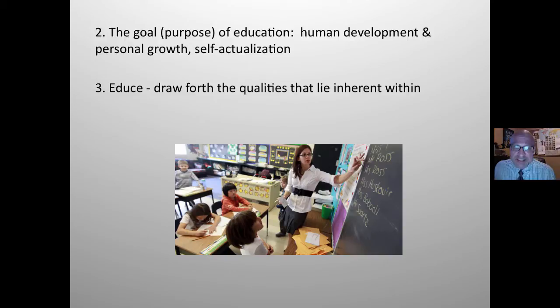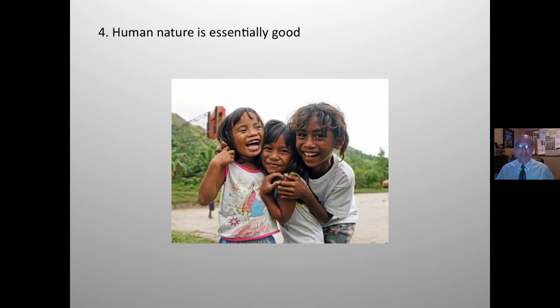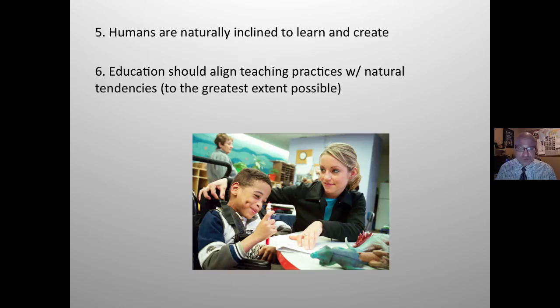So this secondary nature is to develop more nurturing, caring human beings. This is our natural state. These are the characteristics or qualities that lie within. So this is based on the perspective that human nature is essentially good. We naturally want to evolve towards growth, health, wholeness. Our natural inclination is to learn, is to do the right thing. We can align education with this natural desire.